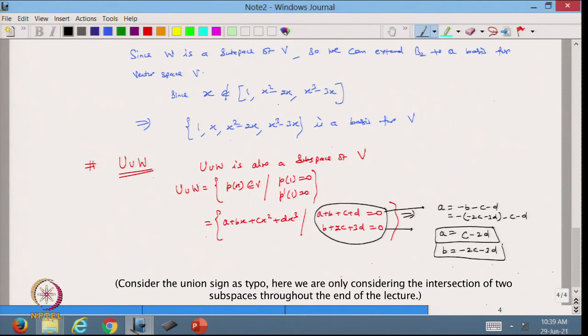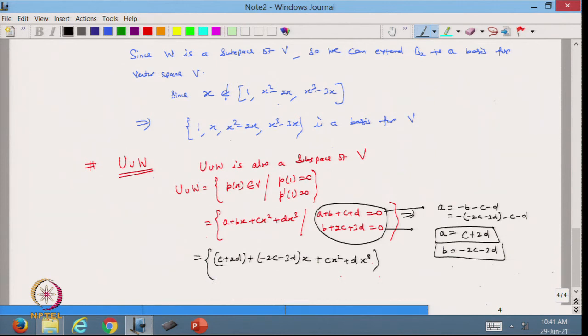constants can be written in terms of c and d, and now from here you can check that this polynomial becomes, instead of a I can write c plus 2d, plus b is minus 2c minus 3d x, and then plus cx square plus dx cube, and from here I can collect the terms.